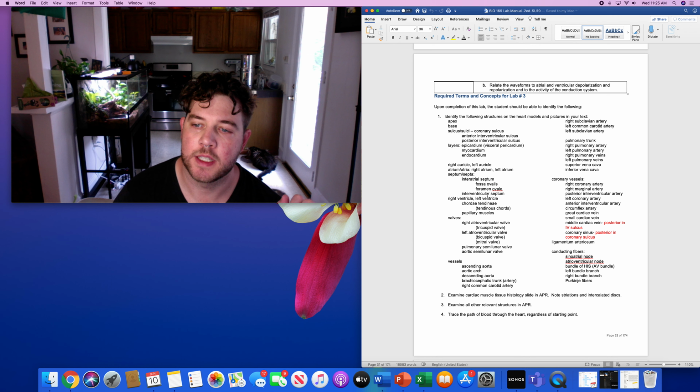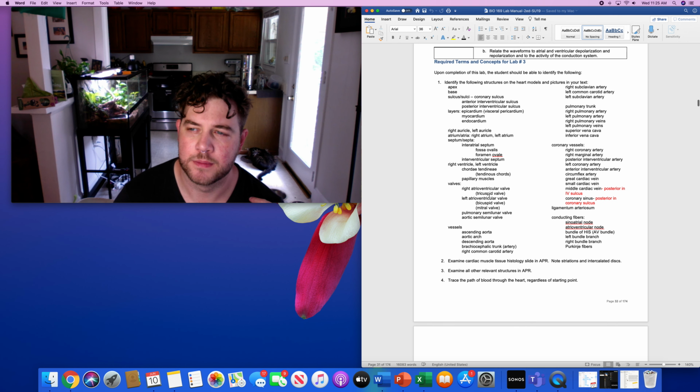Here you can see the lab manual. This should be about the same. Again, if you're using the PDF version, it might be slightly different as far as the page numbers, but the questions and everything are still the same. So these are the structures that you're supposed to know.